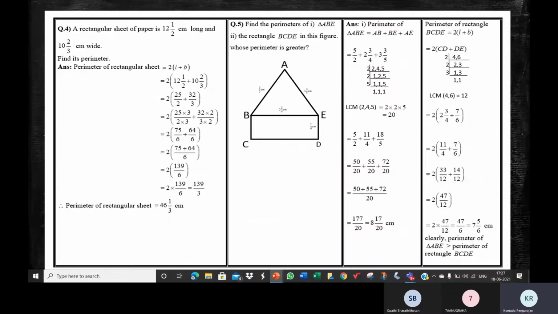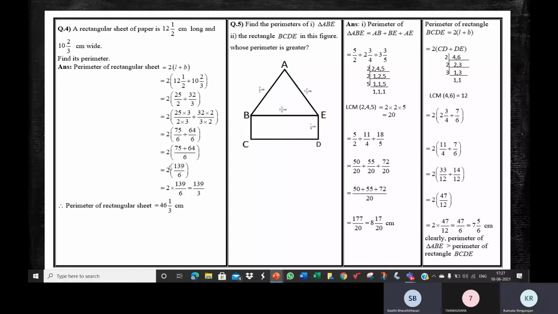What's the formula to find the perimeter of a rectangle? Ma'am, 2 into L plus B is the formula. 2 into L plus B. Explain this step. I'm sure you will just substitute in the formula. Tell me, how do we get after this step? Ma'am, shall I say?